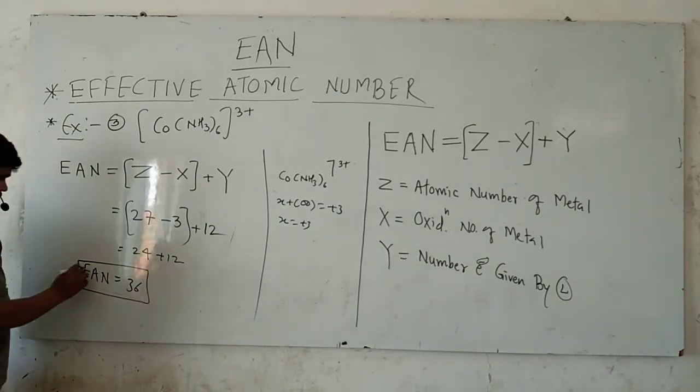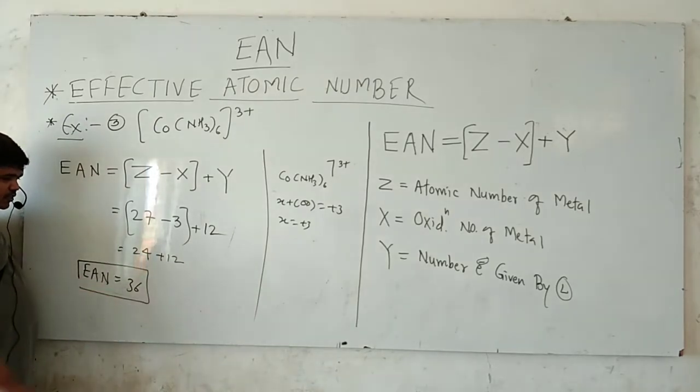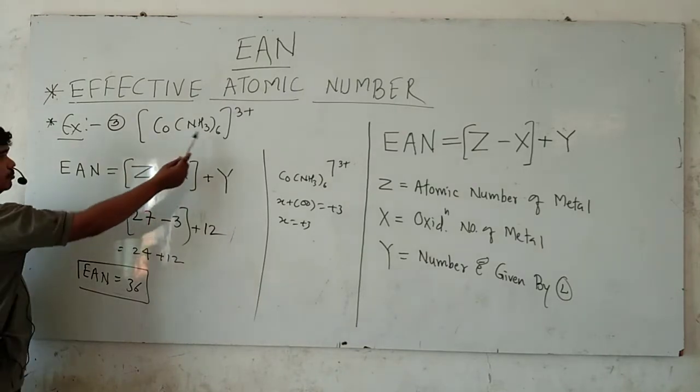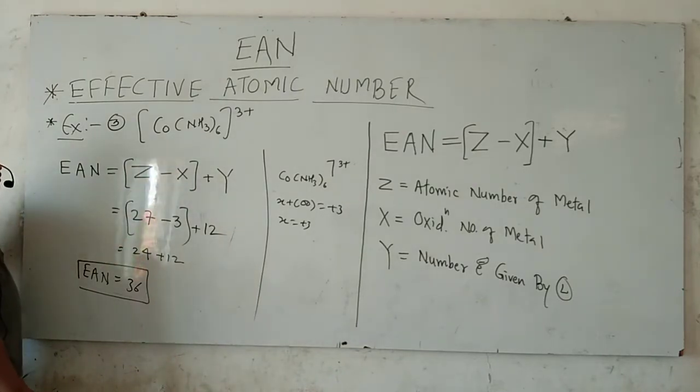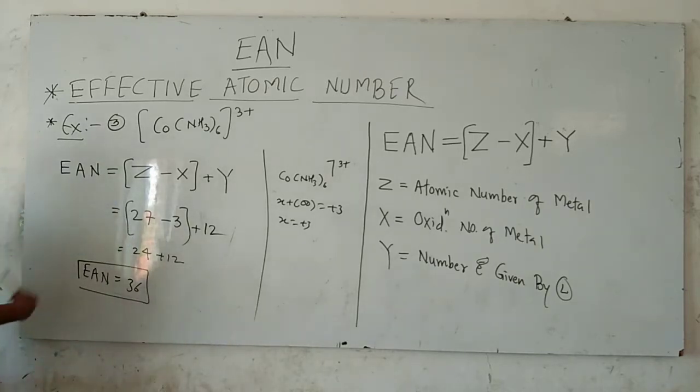Now what is this effective atomic number? If the effective atomic number is 36, it means that this complex will be a stable complex. Why? Central metal atom accepts electrons from ligands to attain the nearest noble gas configuration. And you know that cobalt belongs to period number 4, and the noble gas of period number 4 is with atomic number 36. So if effective atomic number is 36, the complex will be stable.